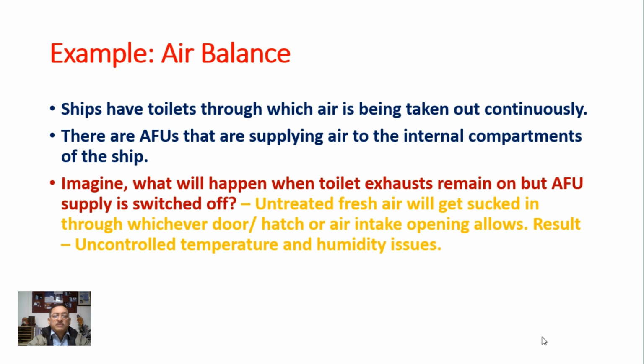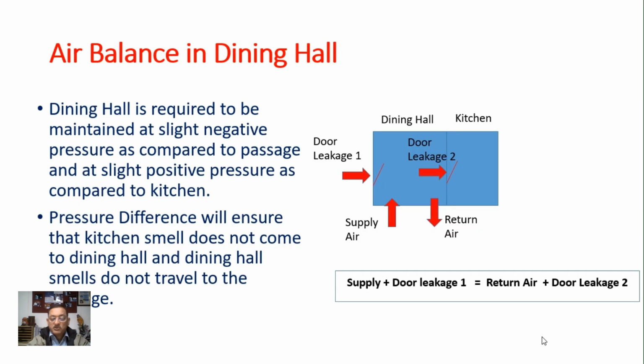Now, this is an example of what an air balance drawing can do, and what effect there can be if it is not done. Let's assume that there is a ship or a particular building where we have switched off the supply fans. Air supply fans have been switched off, so there is no fresh air being sucked in. However, the toilets have exhaust fans, and those exhaust fans are running. So what will happen? In this case, the air will be sucked in through whichever door, hatch, or any other opening that is available. The air that is sucked in will be untreated air. It will be high in humidity and high in heat. So all that heat and moisture will come to rooms in ways that cannot be predicted, and it will lead to uncontrolled temperature and humidity issues.